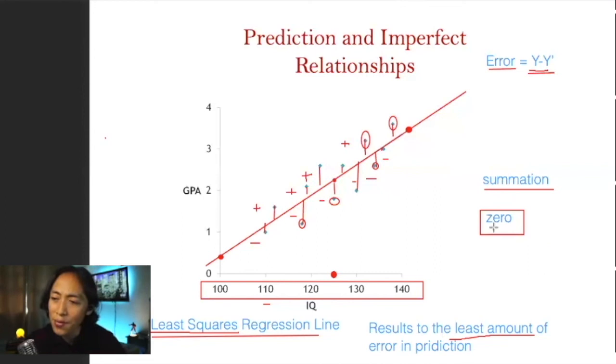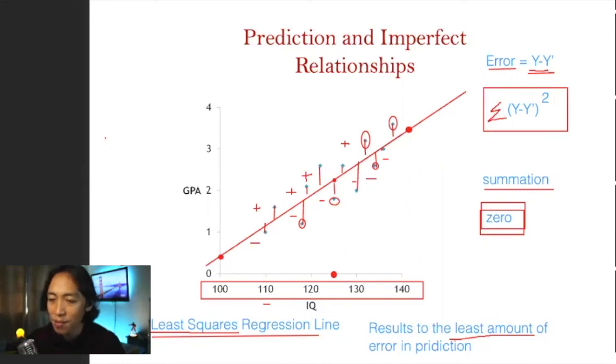Now, the question is, how do we avoid this zero? Because clearly, there are errors. And if we sum the errors, it's zero. That doesn't make sense. The errors should not be zero. So our original computation for error, the observed value of y minus the predicted value of y, should be squared. And so what we should sum is not the errors. What we should sum is the squared errors.